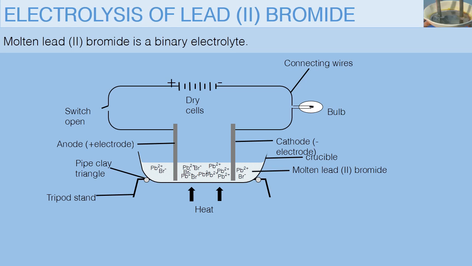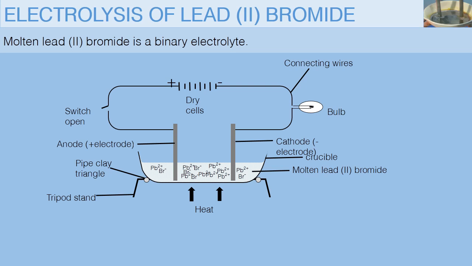However, on heating to above 390 degrees Celsius, lead bromide melts into a molten state. The ions of lead and bromine will become free and move randomly about the electrolyte.